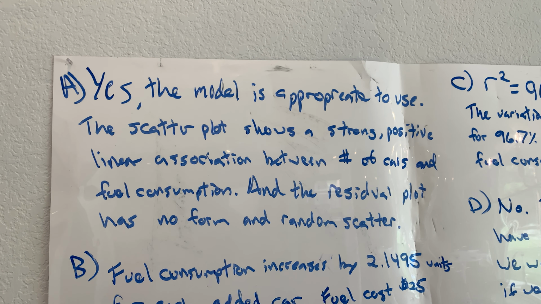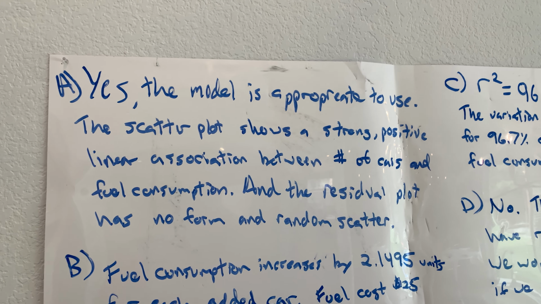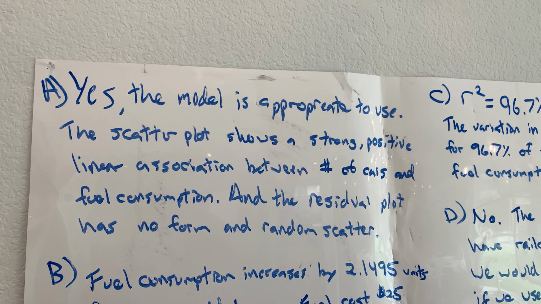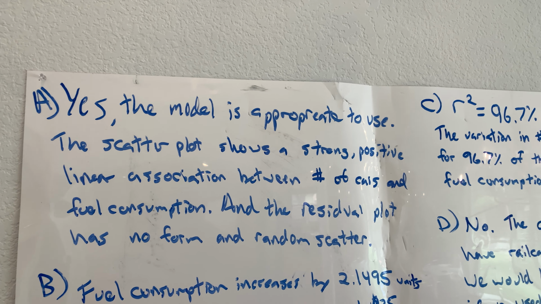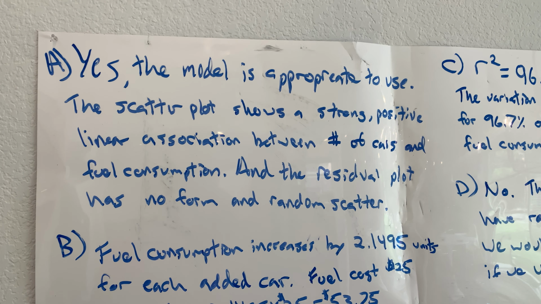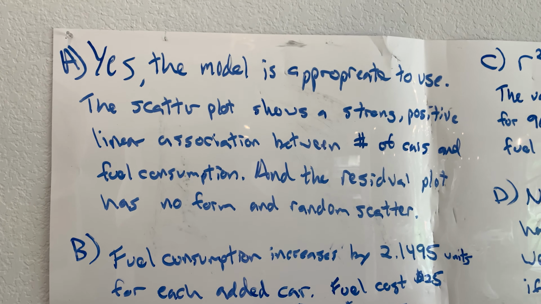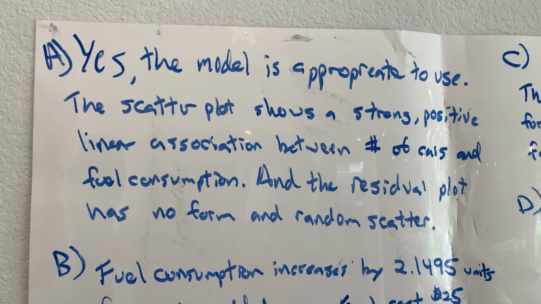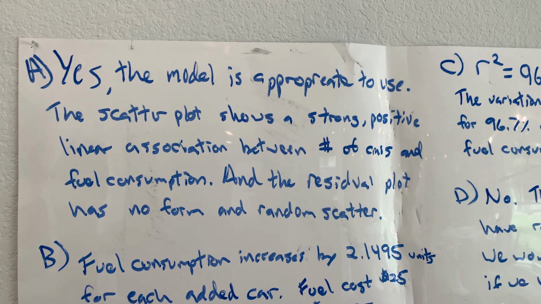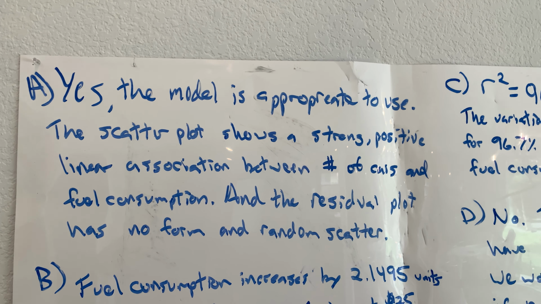So I didn't just say that the association was strong, positive, and linear. I said what the association was. I basically said, here are my two variables, okay? So that's one thing. The key thing there, it was positive. It was linear. The key thing is that it was a linear association. So that lets me know that my model is appropriate to use.